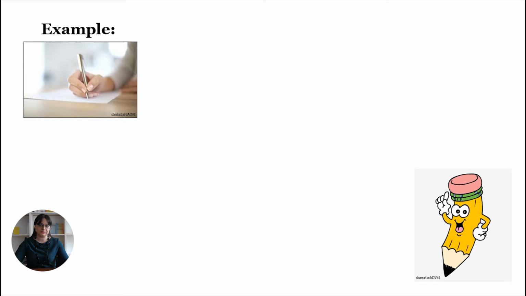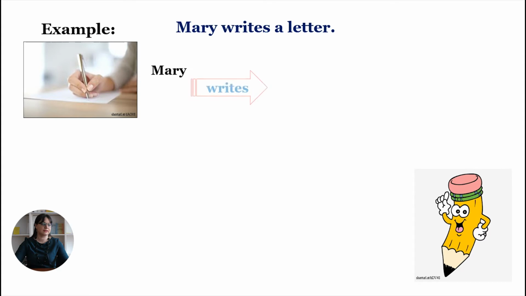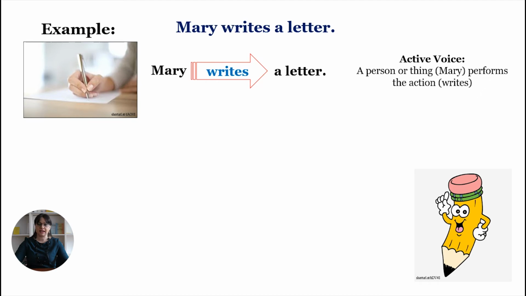Look at this example, please. What do you see in the picture? Somebody is writing, yes? Mary writes a letter. Who does the action? Mary does. She writes. This is the action. And what does she write? A letter, the object. This is active voice because the subject is active.